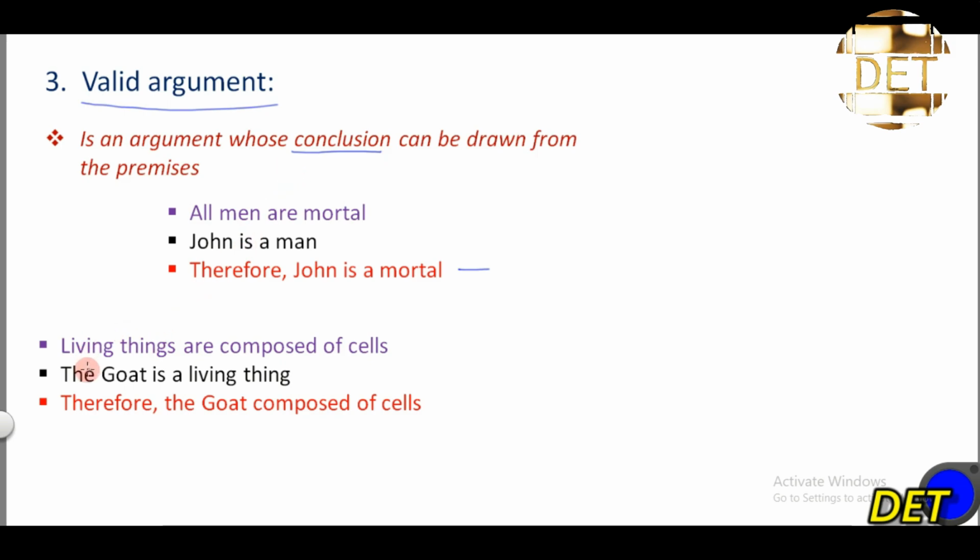right? Another example is: living things are composed of cells. The goat is a living thing, therefore the goat is composed of cells. So this is a valid argument. Why? Because the conclusion can be drawn from the premises, right?